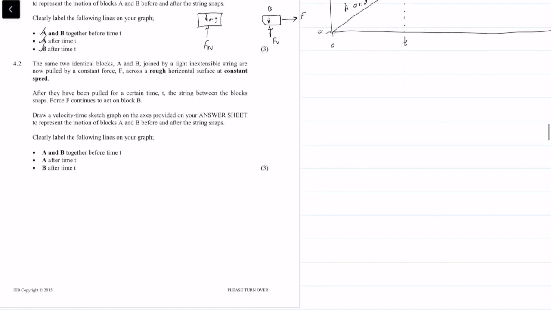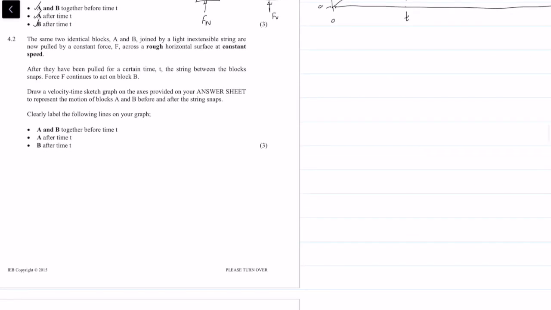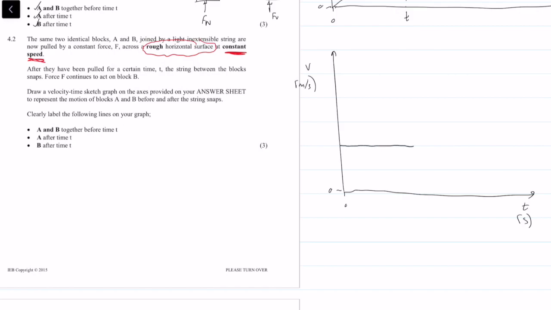Now we look at the second part. Identical strings, identical situation. This time, however, we have a rough horizontal surface and it is traveling beforehand at a constant speed. Again the string gets cut and we have the same situation. Again we have V in meters per second, T in seconds, and our origin 0, 0. But this time A and B were moving at a constant velocity until time t, and we have the point t.